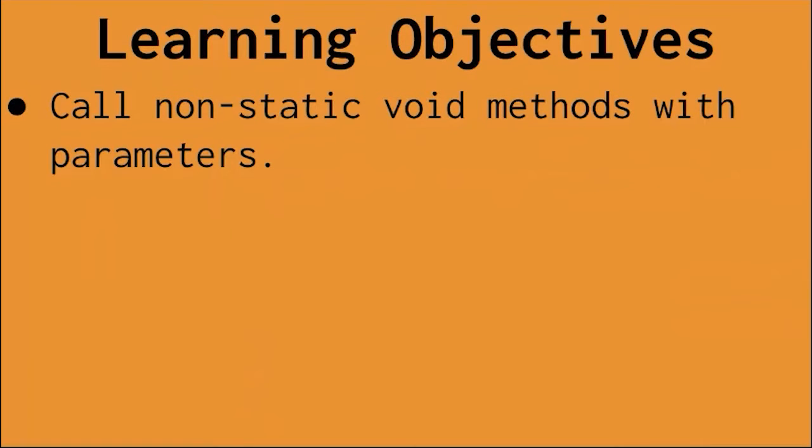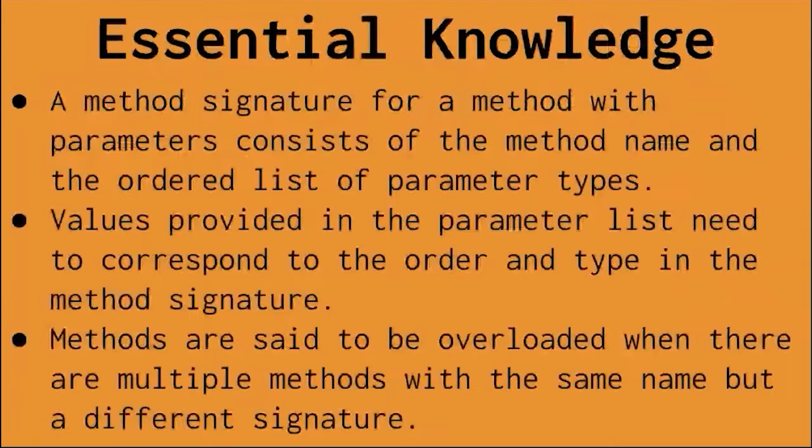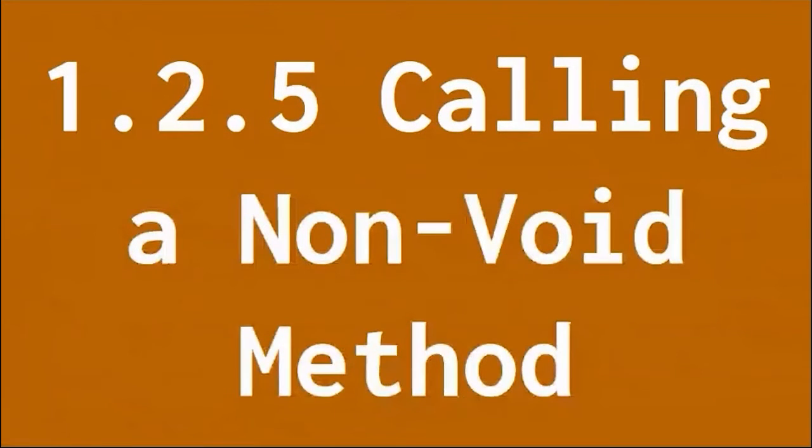Again, we did that as the warm-up, so hopefully that helped cement that concept a little bit more. Essential knowledge, the method signature for a method consists of the name and the ordered list of parameter types. You can overload methods. Again, we went over that in the warm-up. You can overload them if they have a different set of parameters, different list of parameters. And then now we are on the new stuff.